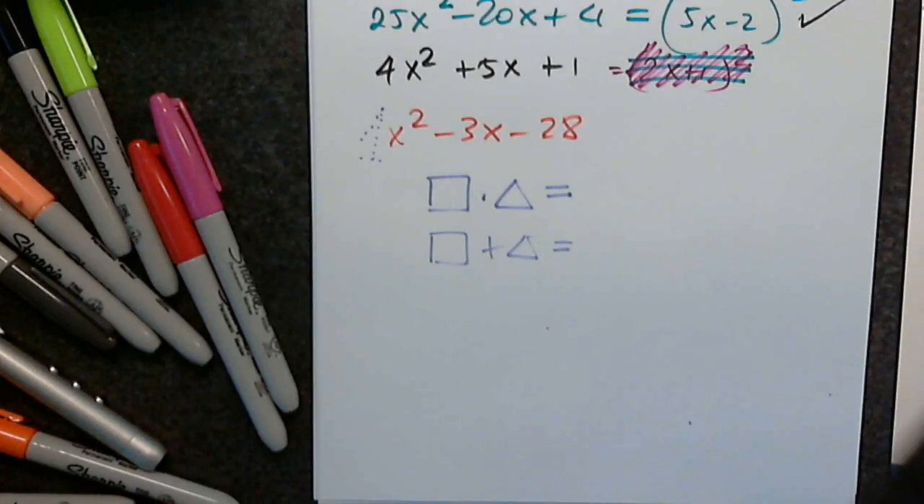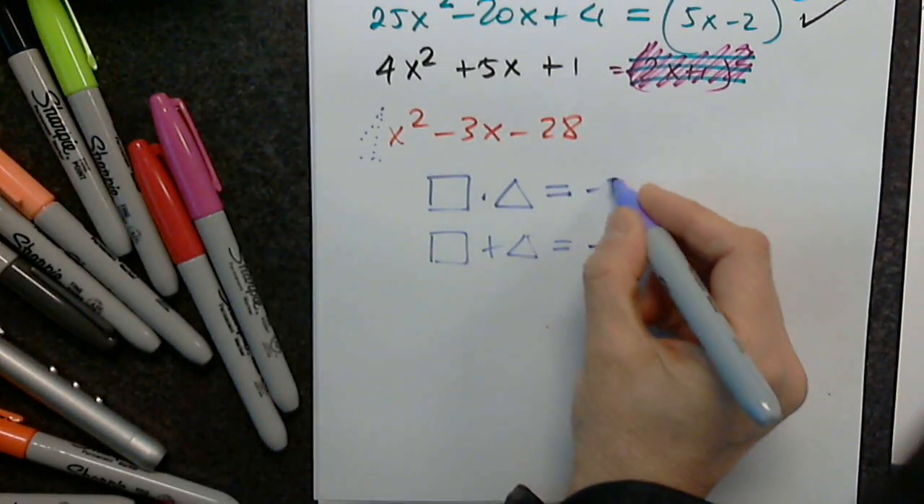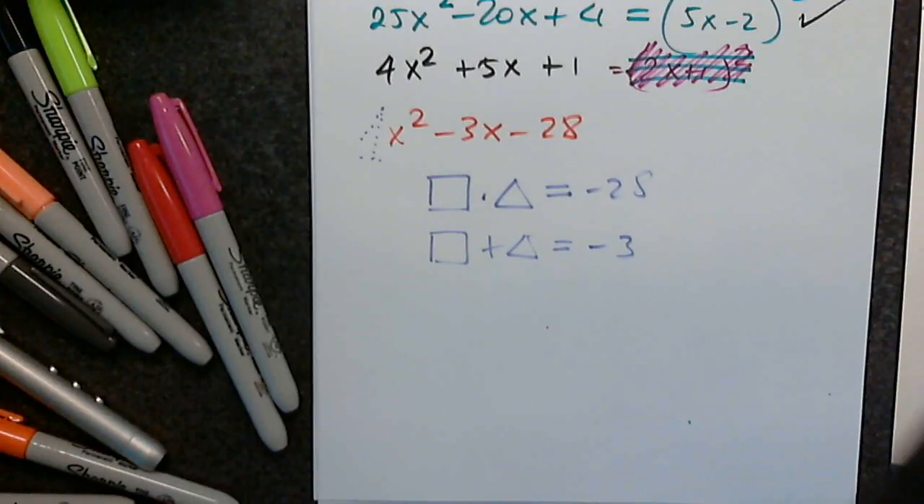Oh, so negative 3 and negative 28? Correct. This is crucial. So we want to find two numbers whose product is negative 28 and whose sum is negative 3. Here's the thinking process, please. I start by looking at the product. Since the product is negative, how can I get a negative product from two numbers? Only if one is positive and one is negative. There is no other way. So I'm looking for a positive and a negative, such that the product is negative 28 and the sum is negative 3.